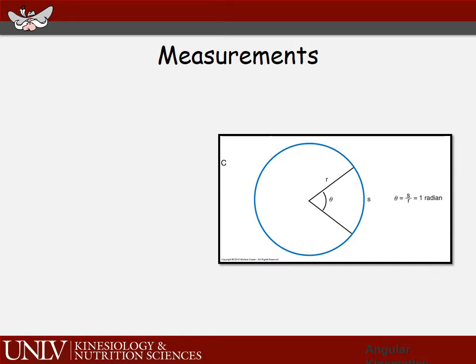Now here's what that radian looks like. So 1 radian is represented by theta. Theta could be degrees, it could be radians, it could be revolutions. R is the radius from the center to the circumference, and S is that arc length. So 1 radian equals the arc length divided by the R. So it's that ratio of the arc length divided by the R.